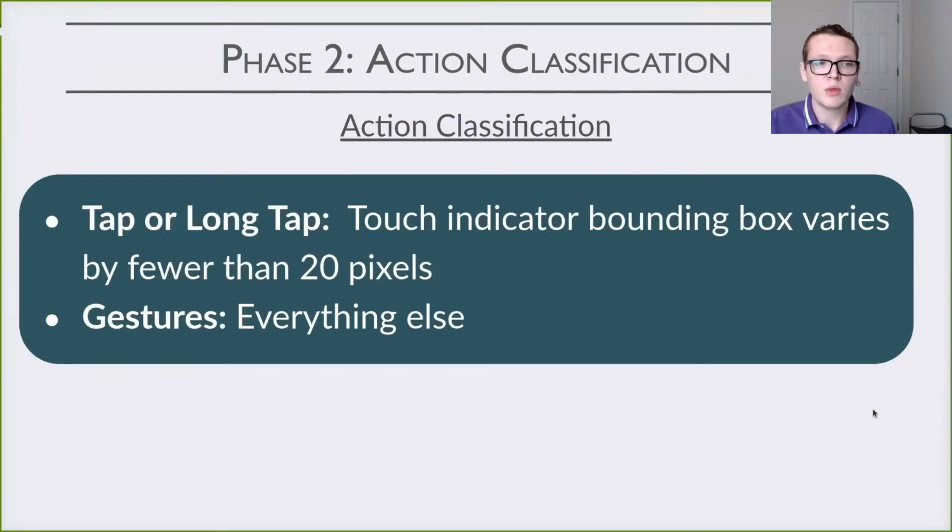For the action classification, we have some main heuristics that we use, which is if the touch indicator through the life cycle of the action didn't move more than 20 pixels, we consider it a tap or a long tap, and everything else is a gesture. And we classify taps and long taps just by how long the action lasted.